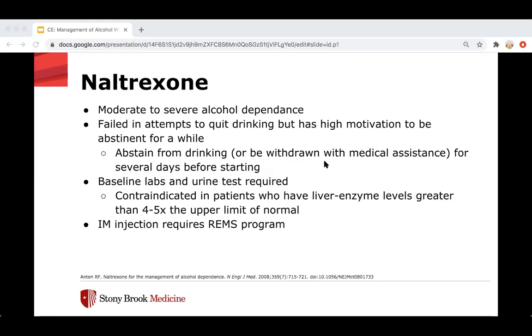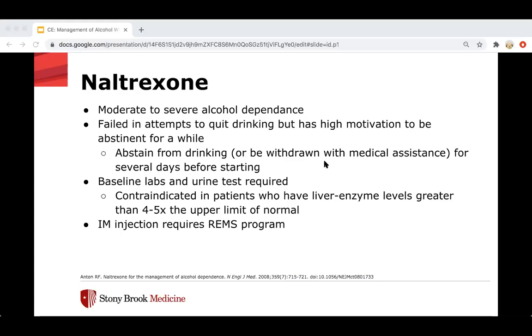These patients need to have failed attempts in quitting drinking in the past, but have high motivation to be abstinent for a while. So they must abstain from drinking or be withdrawn with medical assistance for several days before starting. It is important to note that this should not be given to patients who are also dependent on opiates or those who need opiates for relief of chronic pain, because it's going to work against it. The opioids are not going to work. These patients also need baseline labs and monthly labs during the 4-month course. This is contraindicated in patients who have liver enzymes greater than 4 to 5 times the upper normal limit.